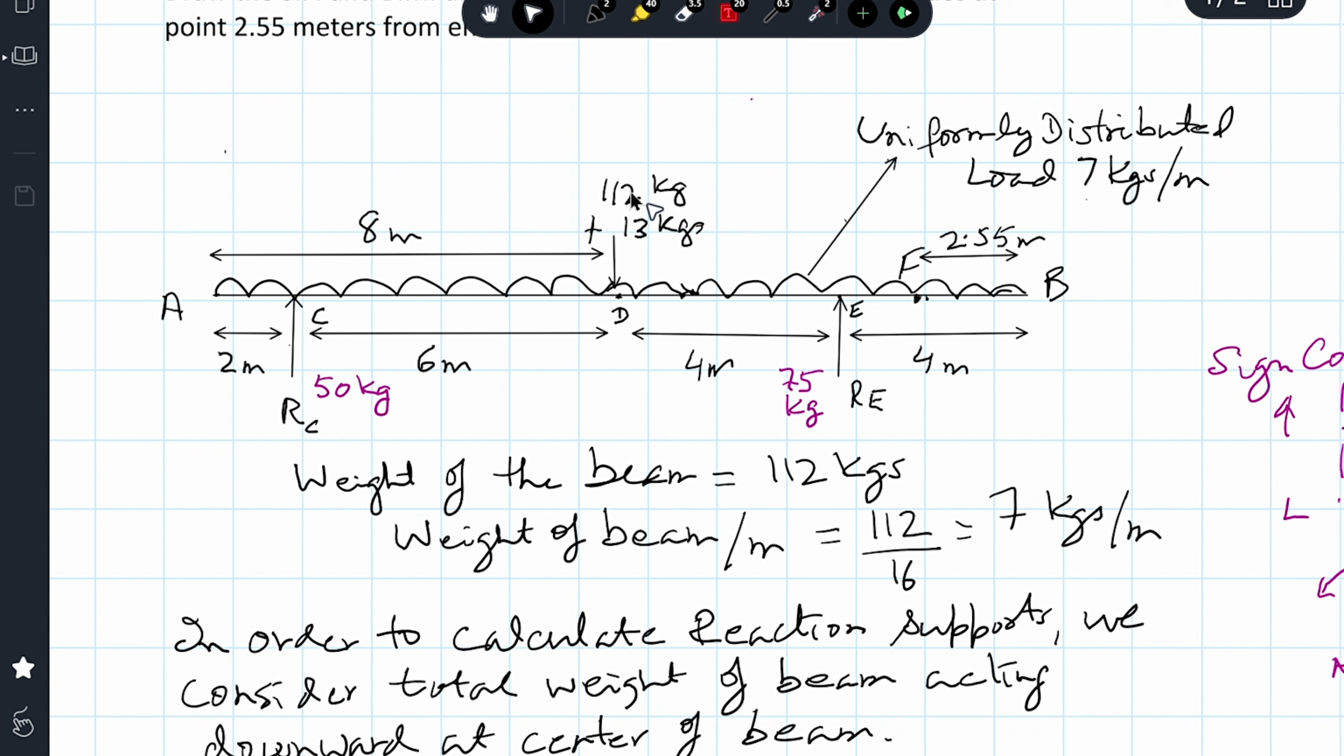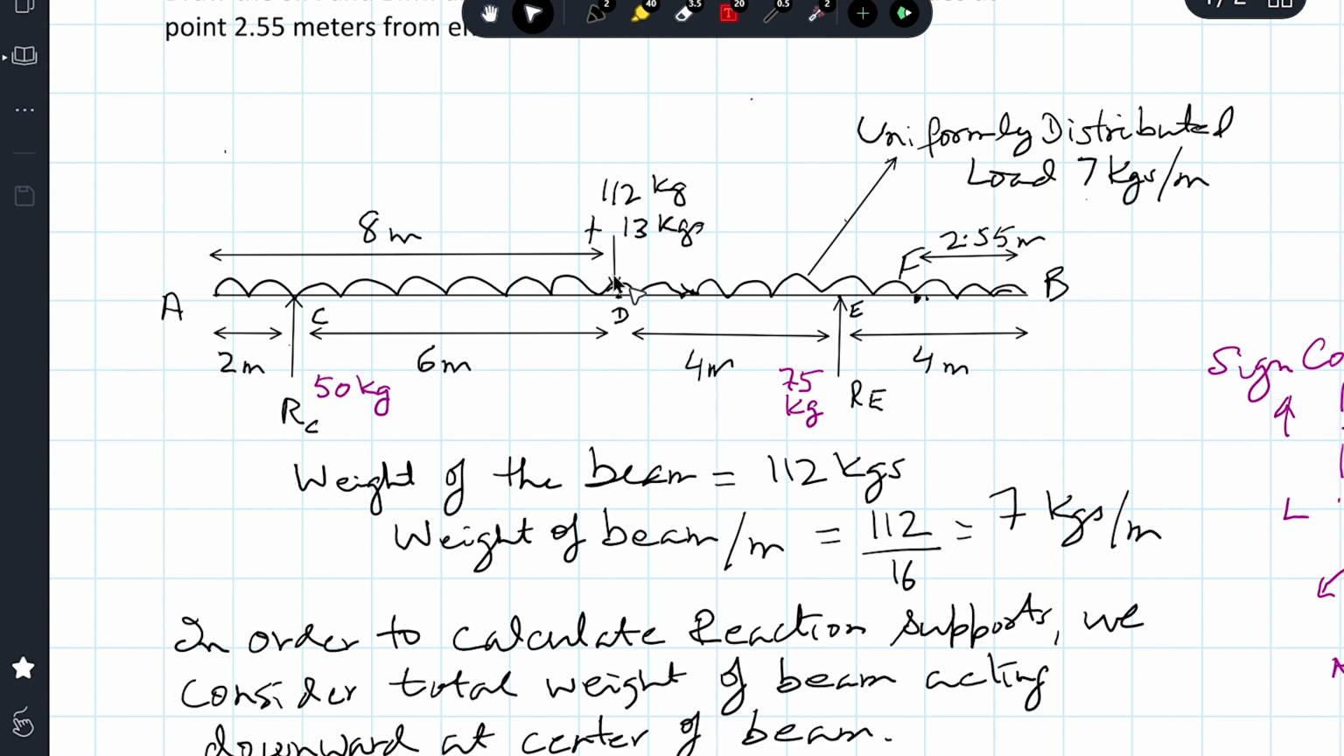So 112 kg is the weight of the beam acting downward. If I am taking my moment about point C, then this downward acting weight is going to create a hogging moment, because I consider that the beam is fixed at point C. So it is going to bend the beam in a hogging manner. Hogging moment is negative. So we will have minus 112, and the lever distance from the point C will be 6 meter.